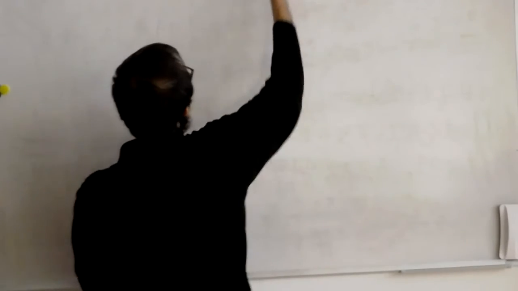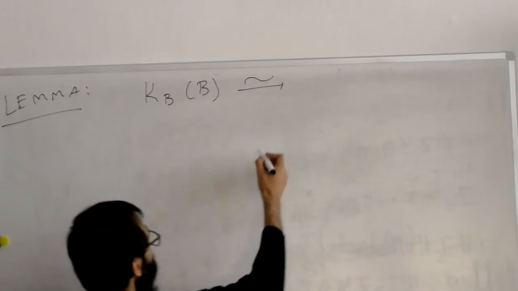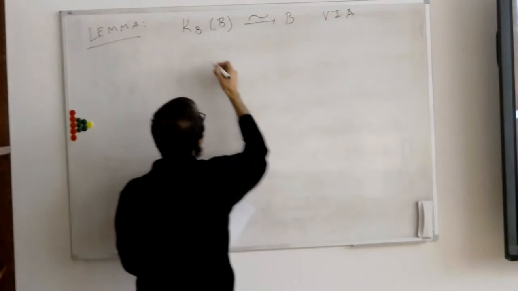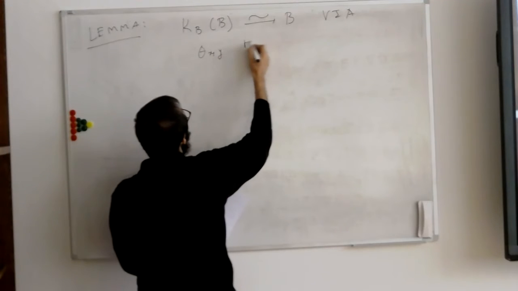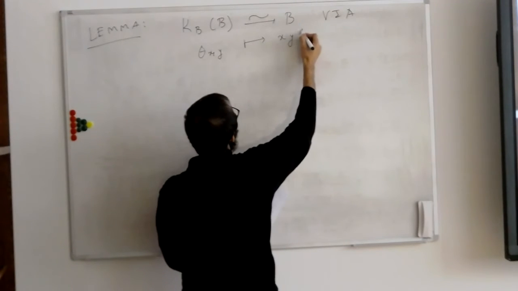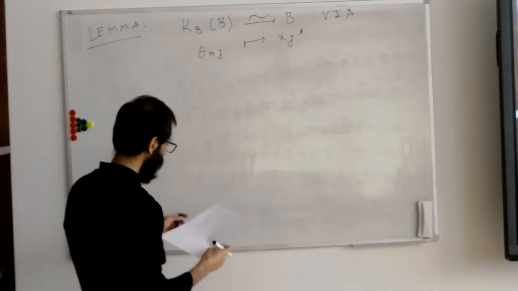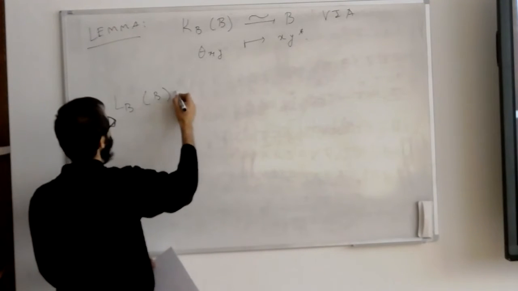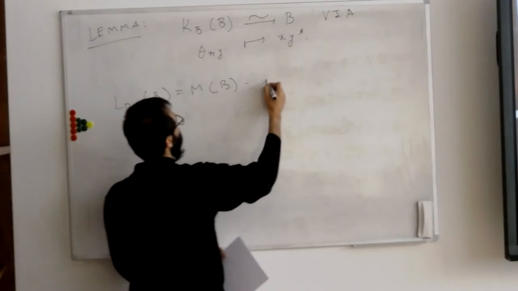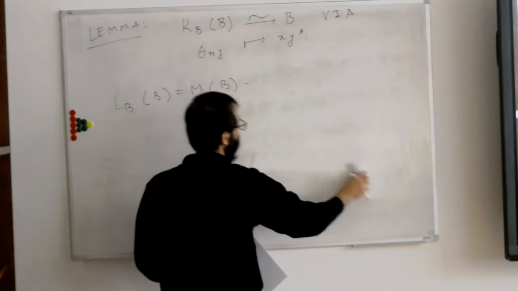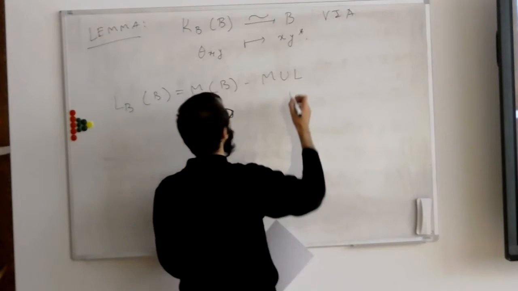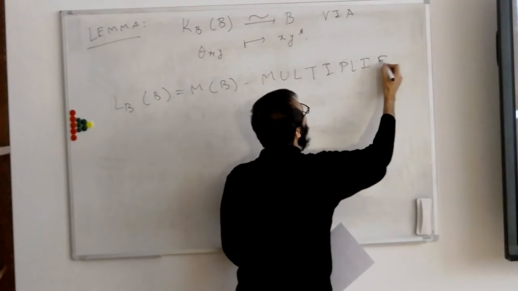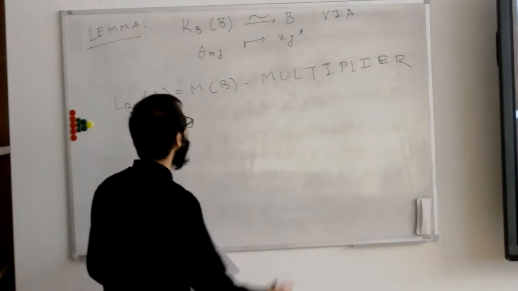K_B(B). So B is a Hilbert module over B itself. It turns out to be isomorphic to B via x y star. It also gives you another sister algebra. So L_B(B) makes sense, which we call the multiplier algebra.